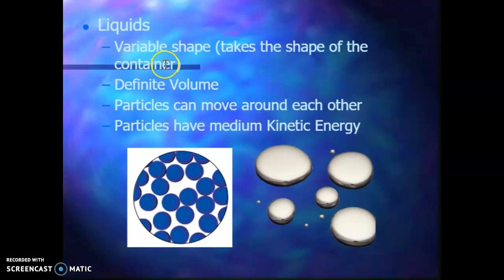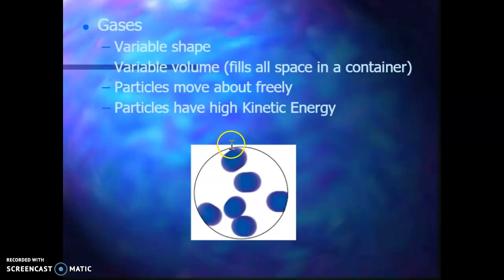Liquids are kind of in the middle. They have a definite volume like solids, but they have a variable shape like gases. Particles of gases can move around constantly and freely. They're moving all the time, and they have a high kinetic energy. They're constantly moving and bouncing into each other, and we'll talk about gas laws in 3.2. So their energy is very high.